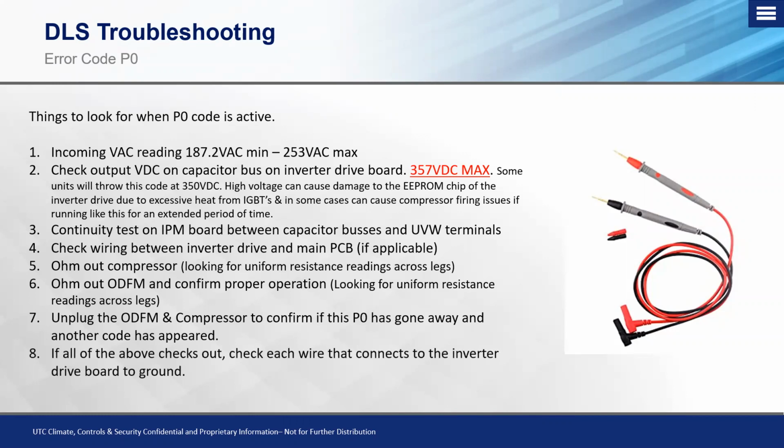And then if all the above checks out and everything seems to be proper as far as readings and what you should be expecting, then you'll have to shut the power off to the unit, and we're going to check each wire that connects that inverter drive board to ground, and also check the pins to make sure that nothing is grounded out, because if it is, it can cause this inverter drive code.